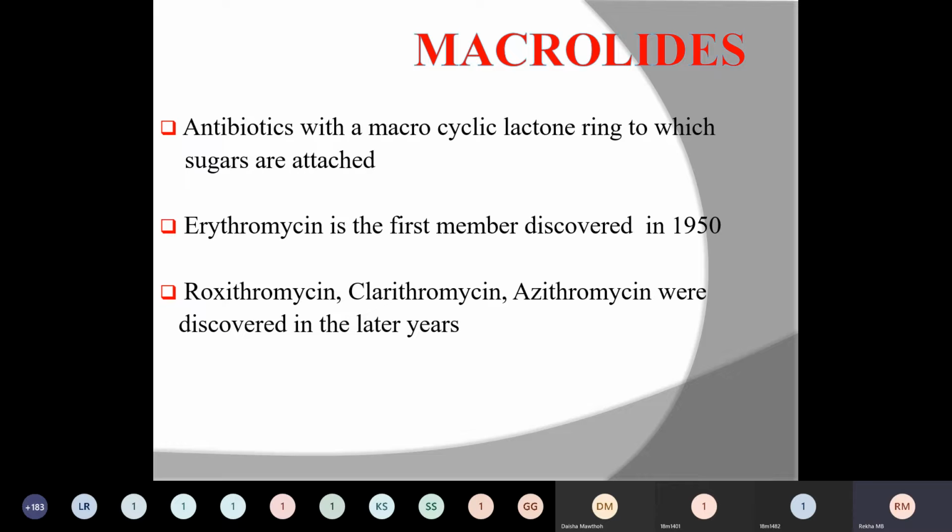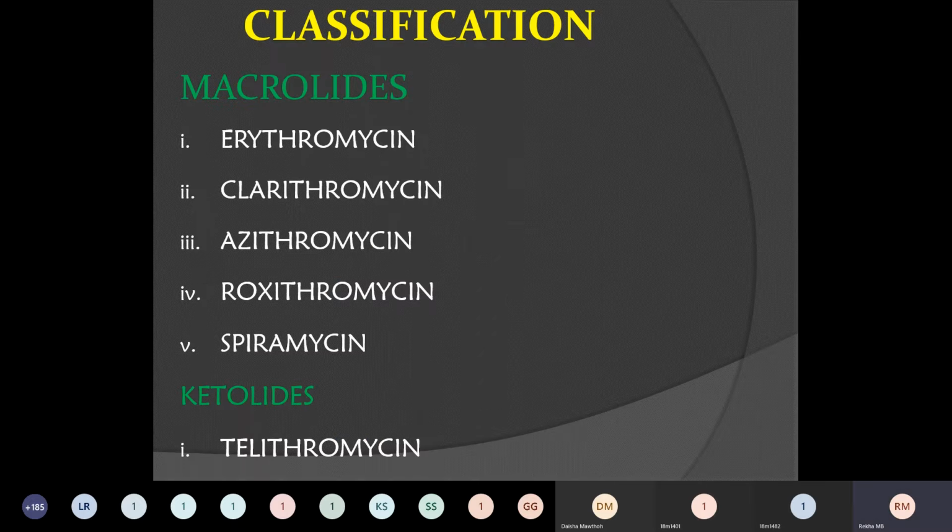Macrolides are the antibiotics which have a macrocyclic lactone ring to which sugars are attached. The first member of this group is erythromycin, which was discovered in the year 1950. Later, roxithromycin, clarithromycin, and azithromycin were discovered. Now, this is the classification of macrolides. Under macrolides, we have erythromycin, clarithromycin, azithromycin, roxithromycin, and spiramycin. Then we have ketolides, which are modified macrolides. In that, we have telithromycin.